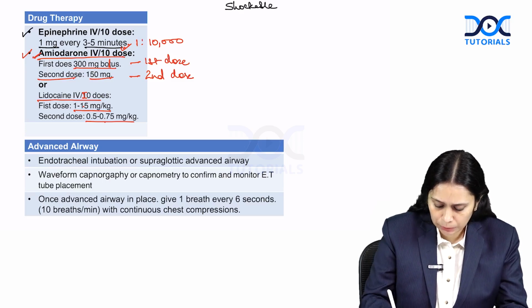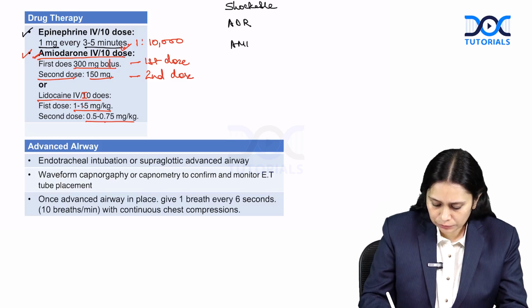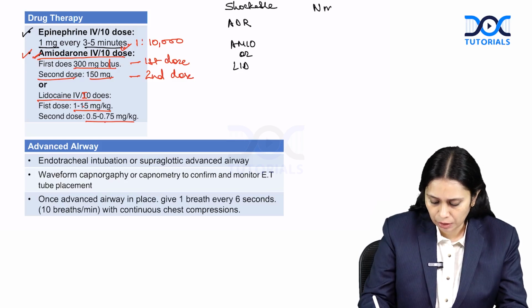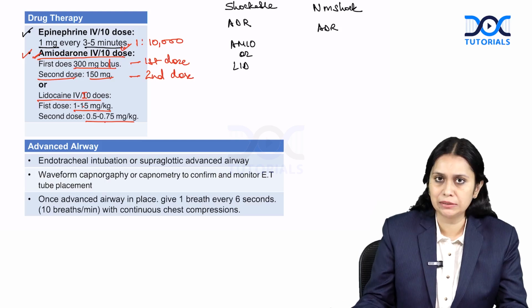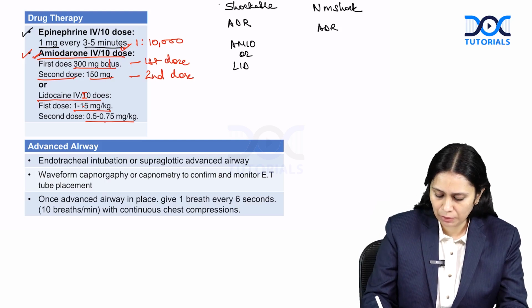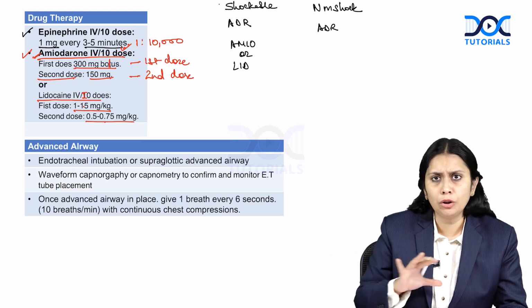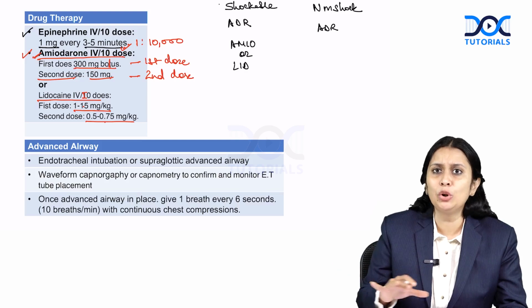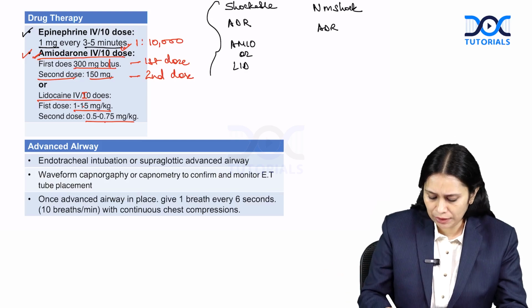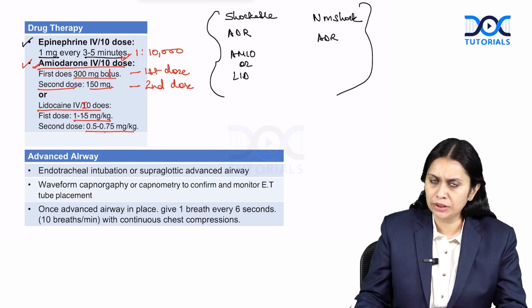For shockable rhythm, we are using ADR, right, amiodarone or lidocaine. But for non-shockable rhythm, it is only adrenaline, nothing else, right? So keep it in mind. And there is no other drug which is used in resuscitation. No atropine, no soda bicarb, no other drug. These are the only drugs which we use during resuscitation.